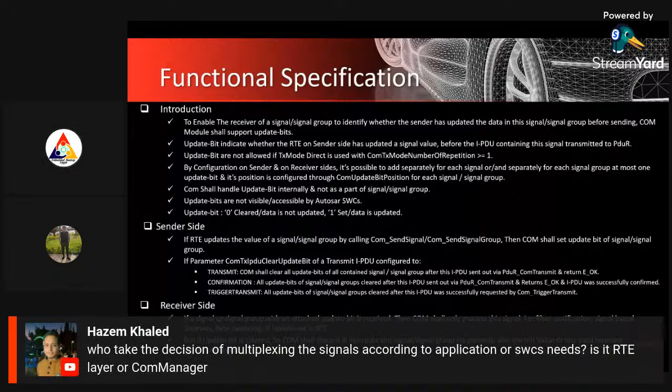We have a question from Hazem. He's asking about who makes the decision on multiplexing signals, according to the application or the SWCs. If I understand you correctly, if we are talking about the transmit mode evaluation, this is going to happen by the COM. But if you are talking about multiplexing, which could be something for the I-PDU multiplexer, for example, that is another topic. The application has nothing to do with the decision of the transmission. It's always in the basic software, based on the configuration.